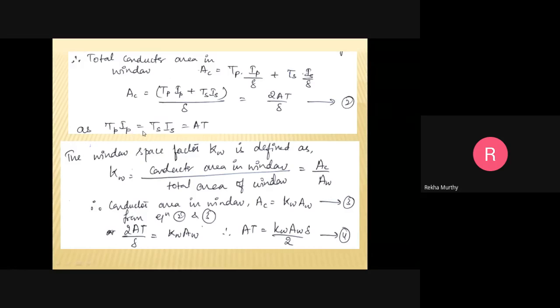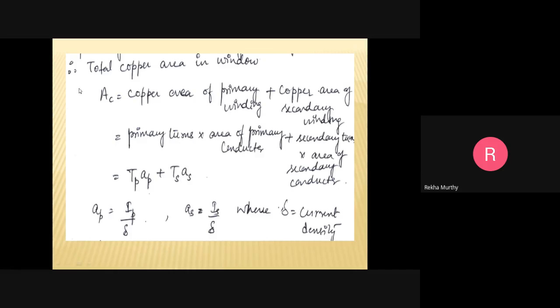You have to consider for primary also. You need to consider for secondary also. So, when you write, it is TP into IP. Sorry, TP into AP. ಹಿಂಗ್ ಬರುತ್ತೆ, ಒಂದು ನಿಮಿಷ. ಹಾ, AC can be written as product of TP into AP plus TS into AS. Okay na? AP andre ಏನು? It is the area of primary winding. AS andre area of secondary winding.